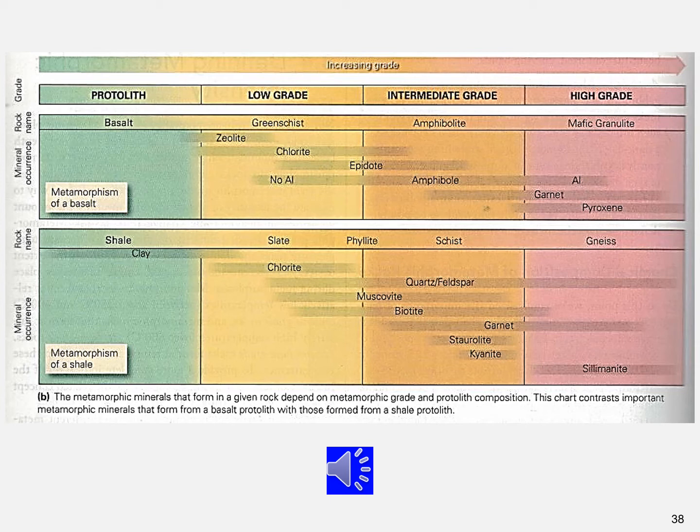As grade increases, metamorphic reactions release water, so high-grade rocks tend to be drier than low-grade rocks. This means that minerals in high-grade rocks do not contain OH in their chemical formulas, whereas minerals in lower-grade rocks may.